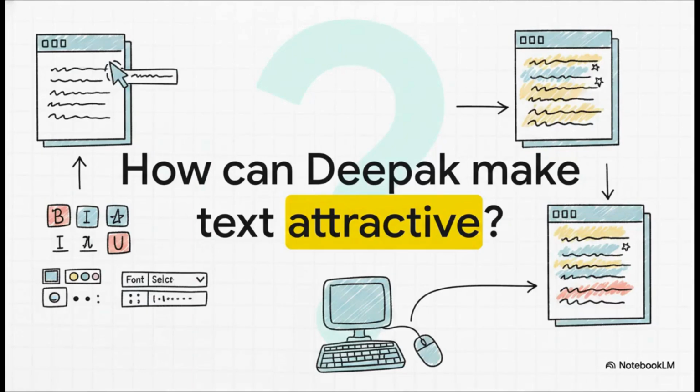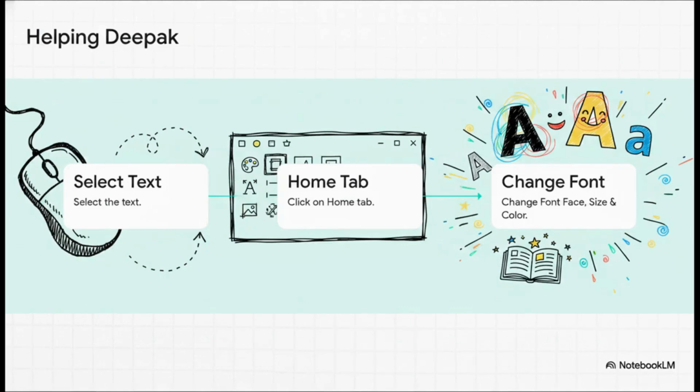Finally, let's put it all together into an application question. So our friend Deepak has typed some text in WordPad, but honestly, it looks incredibly dull and boring. Based on everything we've covered today, how can he make his text actually look attractive? Here is the exact rescue plan for Deepak.